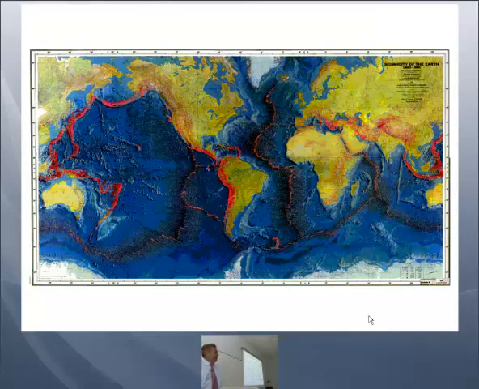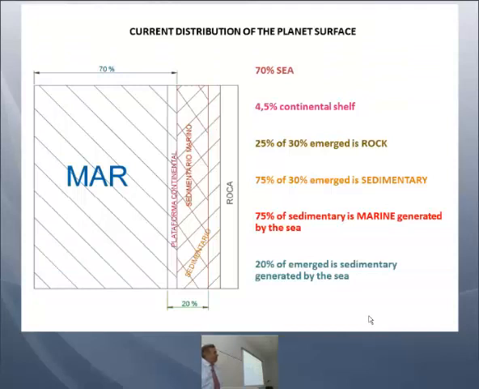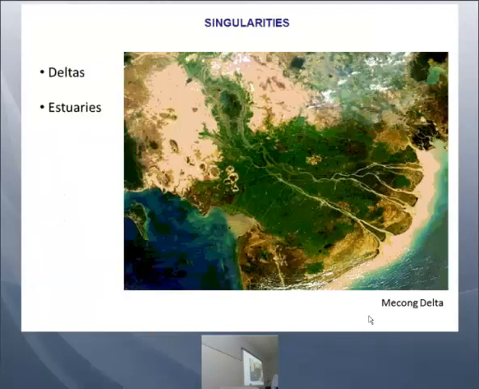Now, it's a very important concept also. That is that most of the surface of our planet, of the Earth, two-thirds are covered by sea, and an important part of the other third has origin in marine sediment. Now, the coastline, we study the coastline between deltas and estuaries. That is, between places where rivers and the sea come together.